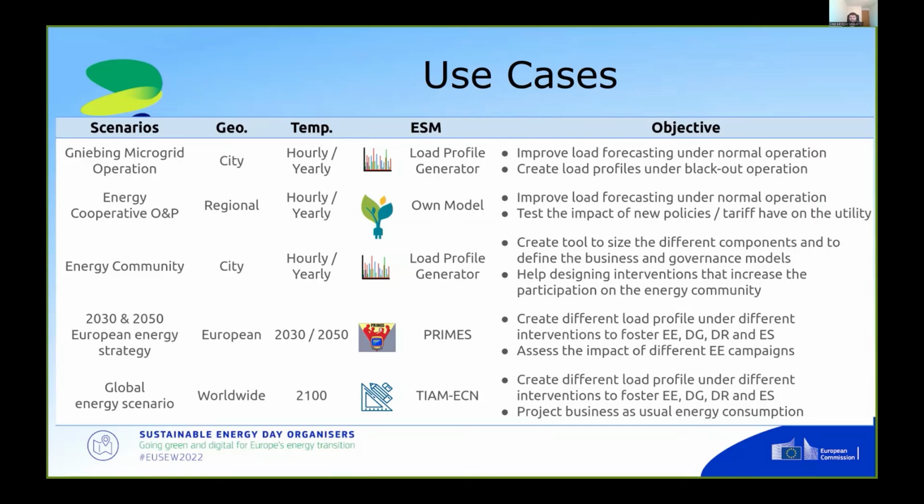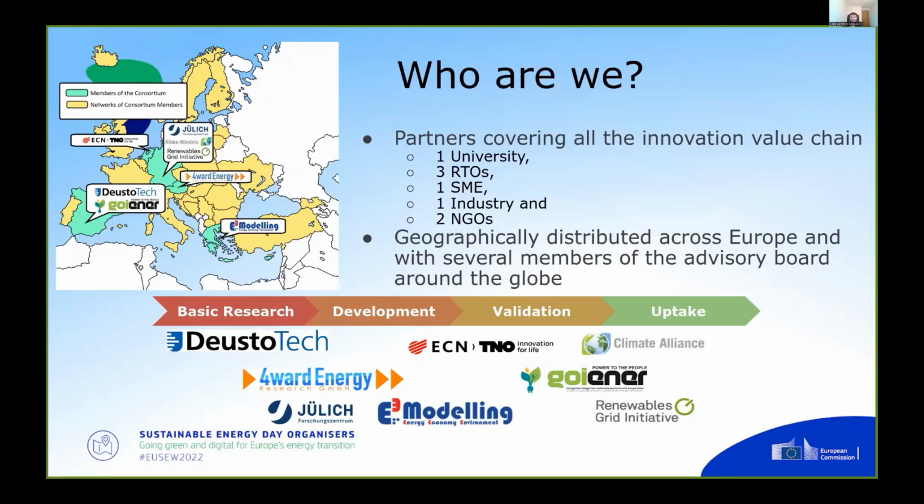And then we are going to also have 2 use cases where we are going to assess the overall energy system at European level and also in a global scenario. The project has 8 research institutions across Europe. We have 1 university, 3 research centers, 1 SME, 1 industry, and 2 NGOs. We are quite well distributed across Europe. You can also find a lot more information on the webpage.